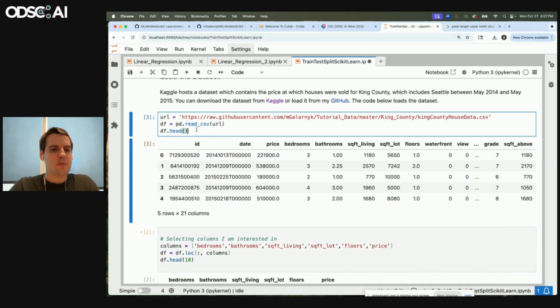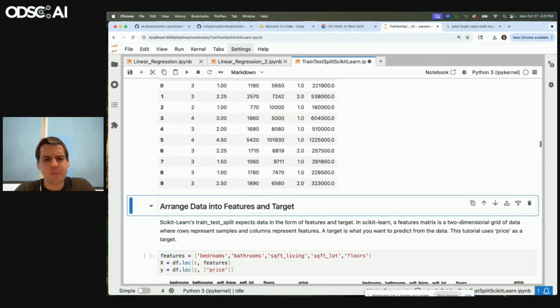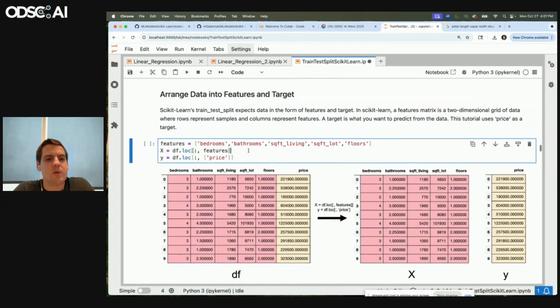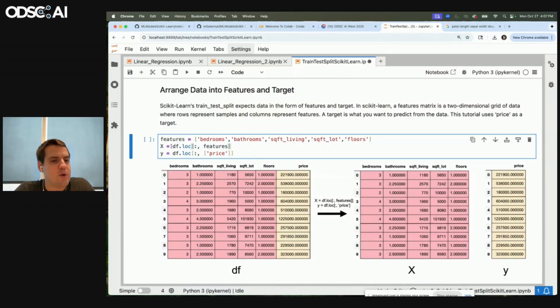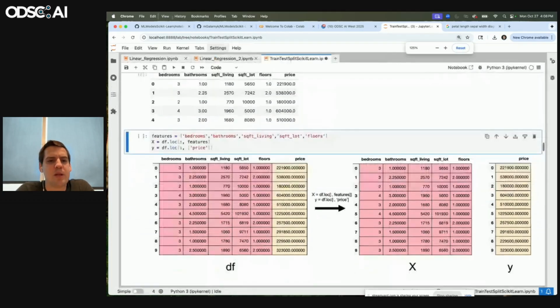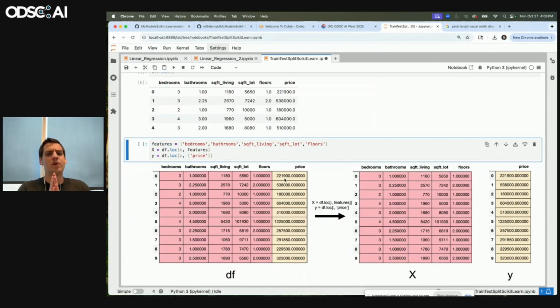Okay, so I'm basically going for a subset of features right here. And then from here, we're just arranging our data into features and target. What we see over here is the same 5 columns we had before in our data frame. So our data frame right now looks something like this. As you can see, it matches this pretty little image where we have bedrooms, bathrooms, square foot living, square foot lot, number of floors, and then price. All this code is basically doing is separating out our data frame into our X and then our Y.